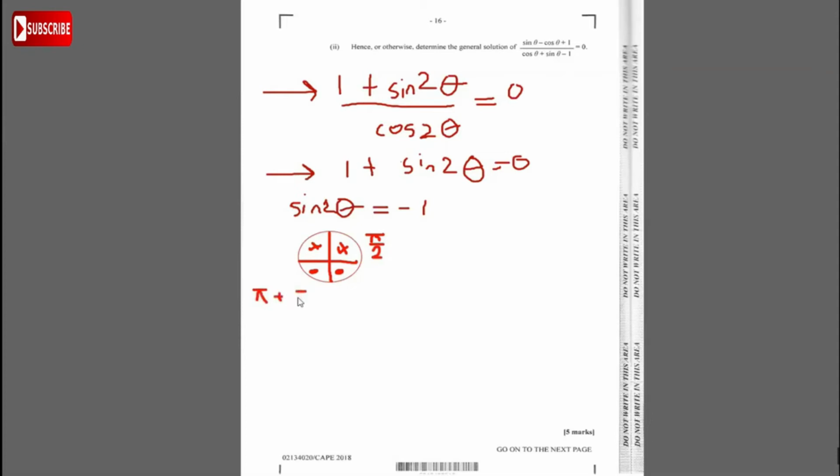Pi plus pi by 2. And the angle in the third quadrant is going to be 2 pi minus pi by 2. Those are the angles in the quadrants. They didn't give me degrees or radians, and so I'm going to stick to radians. Pi plus pi by 2 is 3 pi by 2.